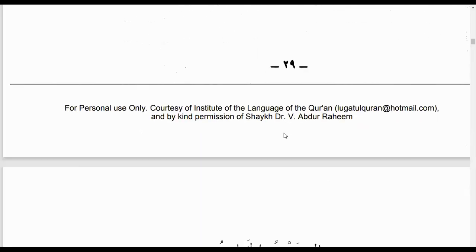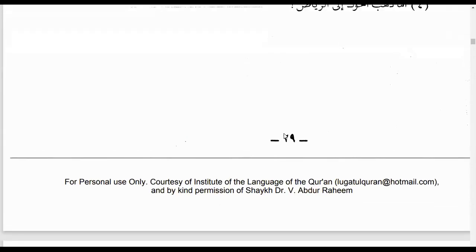Okay, next one. أما ذهب أخوك إلى الرياض? Didn't your brother go to Riyadh? بلى ذهب. Okay. Yes. ذهب أخي إلى الرياض. Okay, alhamdulillah. So we have completed lesson number 4.